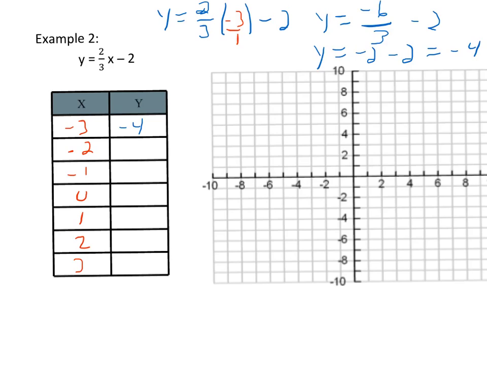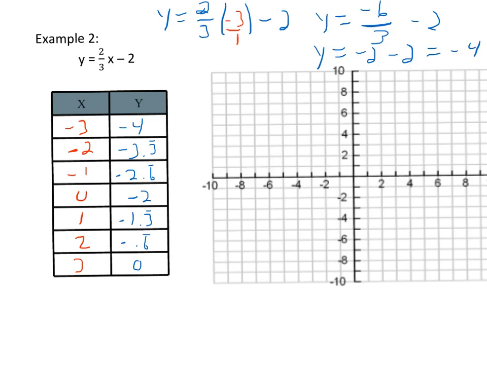If we plug in a -2, we will get -3. If we plug in a -1, oops, I'm sorry. If we plug in -2 in, we're going to get -3.3 repeating, or -3 1/3. -1 will give us -2.6 repeating. 0 will give us -2. 1 will give us -1.3 repeating. 2 will give us -0.6 repeating. And 3 will give us 0.